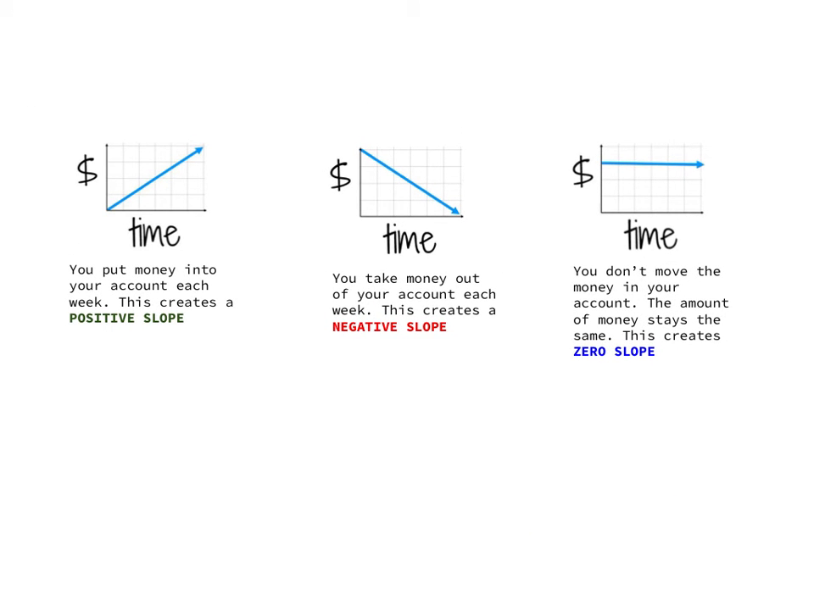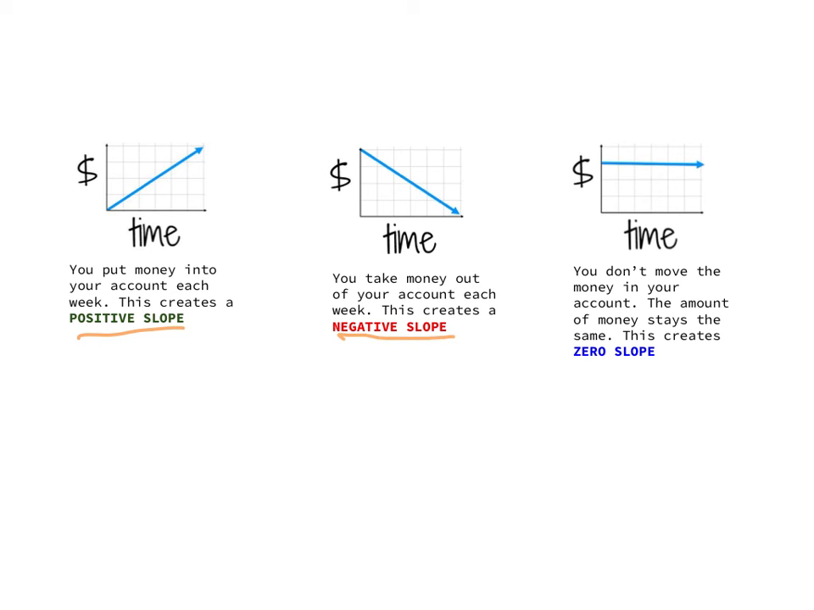So this is to kind of relate it to the real world. When you think of positive slope, you put money into your account each week. The amount of money is always going to increase. It's a positive slope. If you put money in and take money out of your account each week, this is going to create a negative slope. You're always losing money. The amount of money is going to decrease.